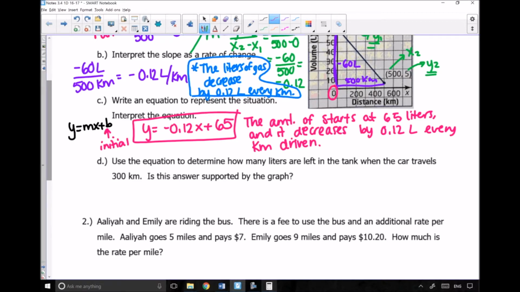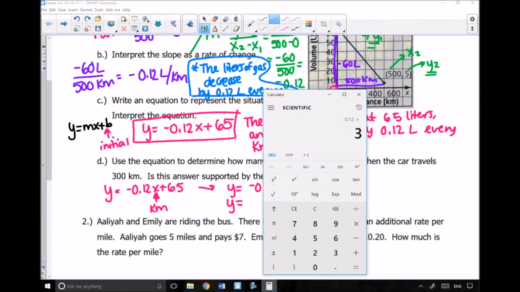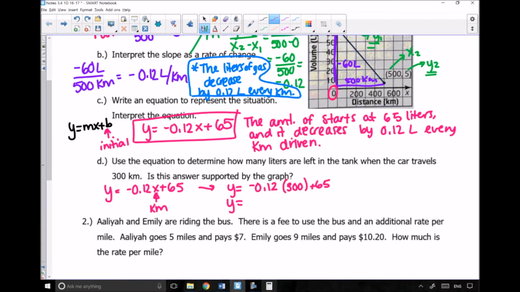Negative 0.12 times 300 gives me negative 36, so I get negative 36 plus 65, so y equals, when I add 65 to it, I end up getting 29. Okay, so therefore there were 29 liters left.